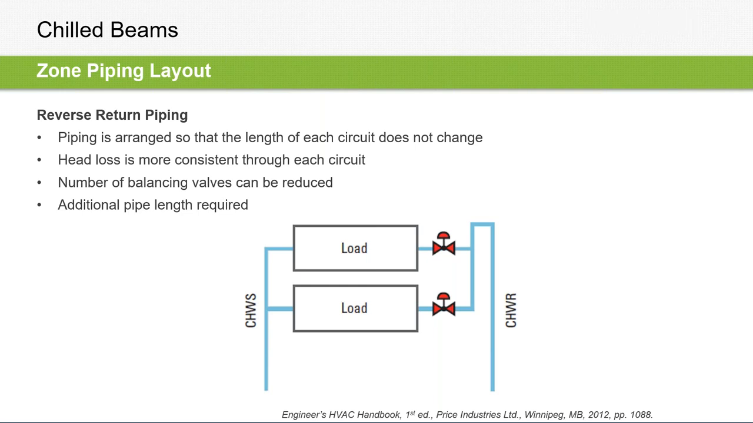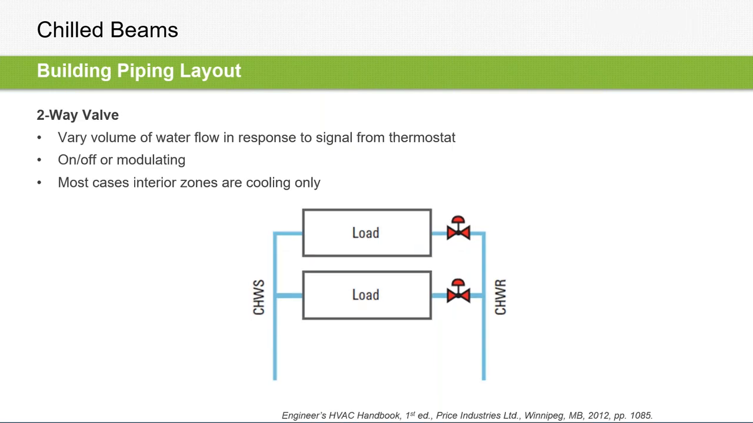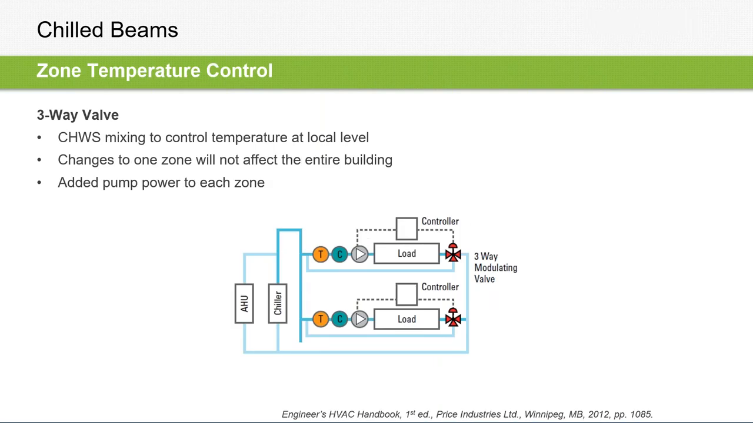So you can do a mix of these, and what you choose depends on what your space sees and also what you're more comfortable doing. They both are just two different methods to balance, to make sure the GPMs, the flow rates, are correct through the chilled beams. And then control of the flow rates, two-way valve. One we don't talk about too often is a three-way valve. In this case, you have the ability to recirculate a zone water temperature.